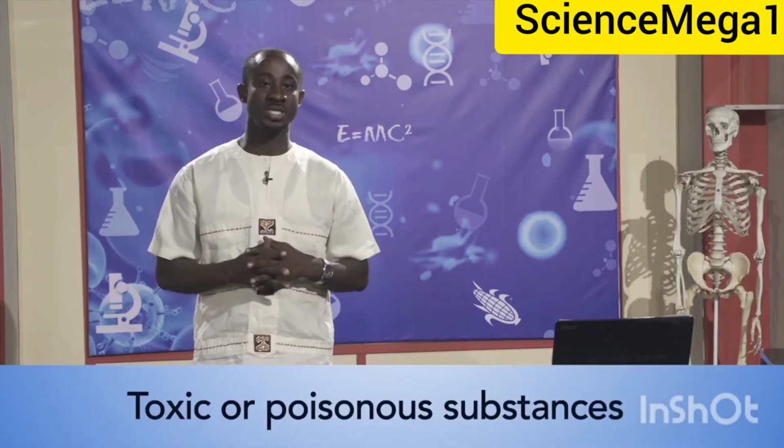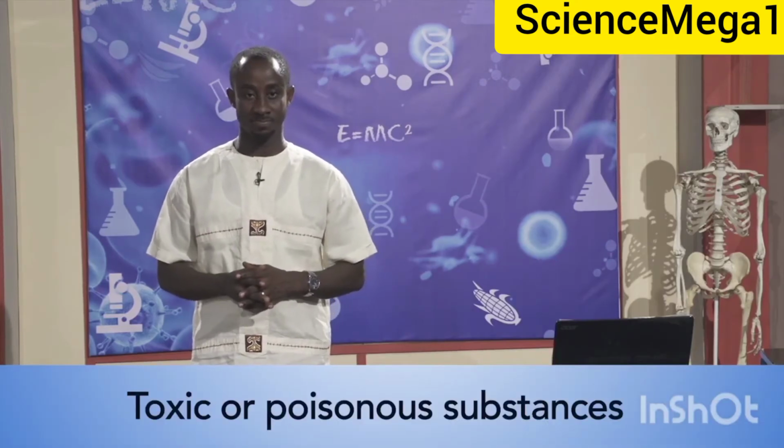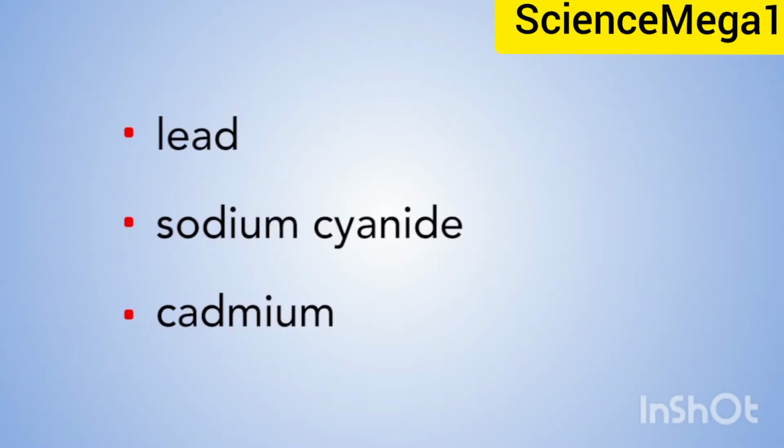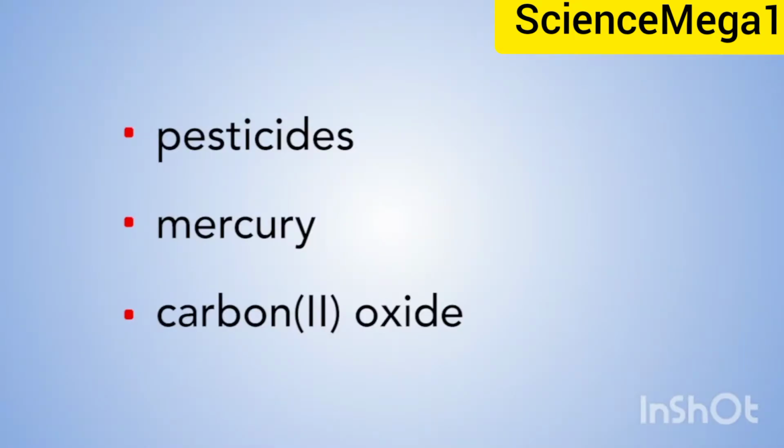Now let's look at toxic or poisonous substances. These are substances that can cause death or malfunction of living systems when injected, inhaled, swallowed, or absorbed through the skin. Solids such as lead, sodium cyanide, and cadmium are examples. Other examples are pesticides, mercury, and carbon(II) oxide. And they have a warning sign of.